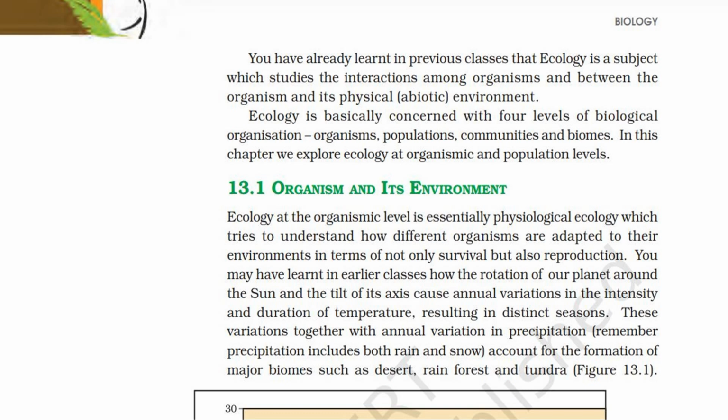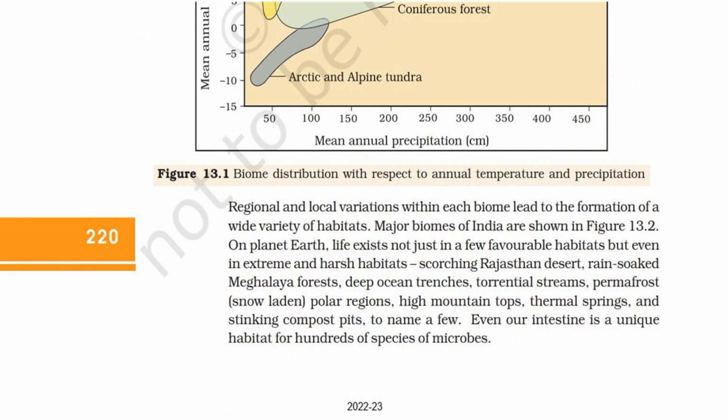These variations, together with annual variation in precipitation — remember precipitation includes both rain and snow — account for the formation of major biomes such as desert, rainforest and tundra. Regional and local variations within each biome lead to the formation of a wide variety of habitats. On planet Earth, life exists not just in a few favorable habitats but even in extreme and harsh habitats.